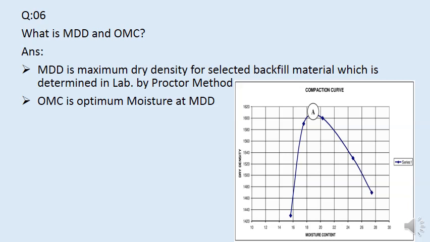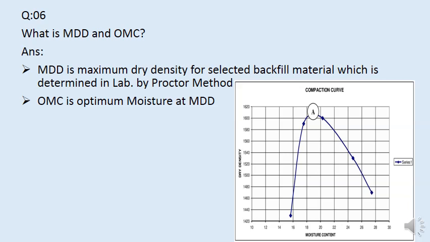So what we do once we receive the backfill material at site, we do the sampling by the third party, and the Proctor test is performed in the laboratory to find the MDD and OMC. A graph is drawn between the moisture content and the dry density, and the moisture content at which the maximum dry density occurs is called the optimum moisture content.